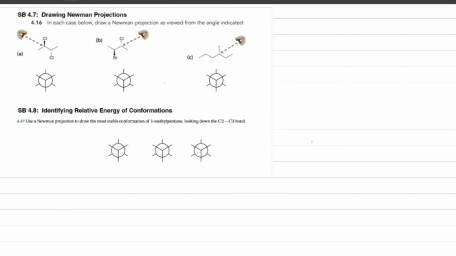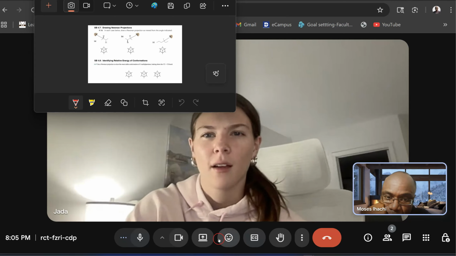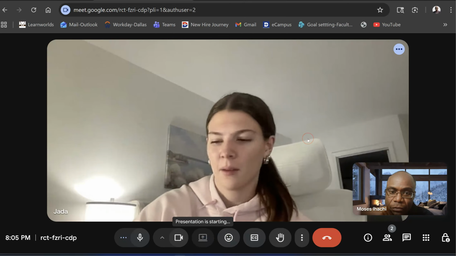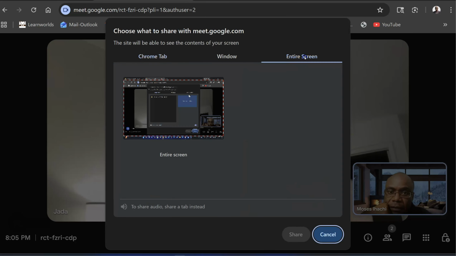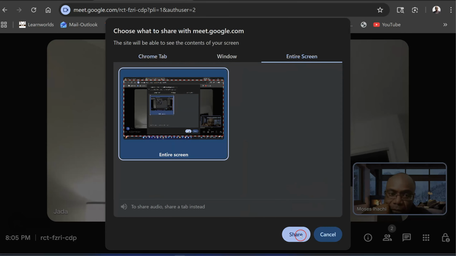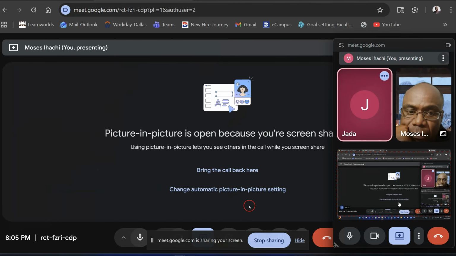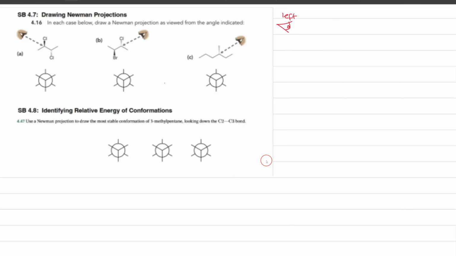Identify, okay, in each case below, draw the Newman projection. So I usually tell myself if my... Can I stop sharing? Am I sharing? I'm not sharing. No, I don't think so. You're not sharing. You're good. Let me see. Excuse me. Okay, you should see my screen. Yeah.